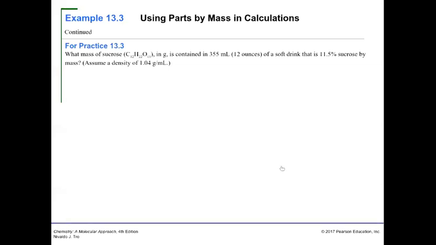So here this time our goal is to find out what mass of sucrose in grams is contained in 355 milliliters. So this is volume, because milliliters are volume units, of a soft drink that is 11.5% sucrose. And percent is almost always going to be by mass. So if it doesn't specify, assume that it's mass. So here we have mass percent.